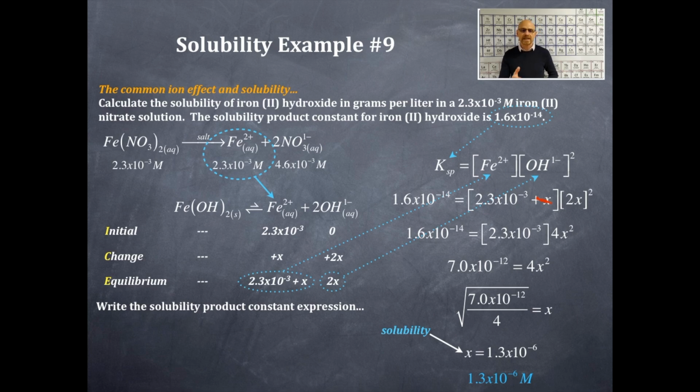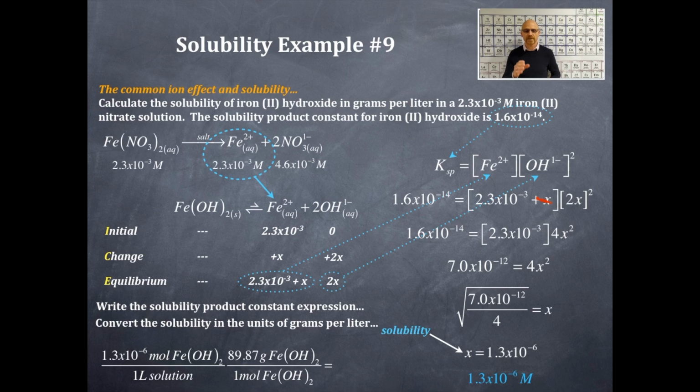Now we need to calculate the solubility in grams per liter. That's our next step, and we've done this before on previous problems. We're going to take this value for the iron hydroxide, get the molar mass for iron hydroxide, and multiply the solubility in moles per liter times the grams per mole, and the moles are going to cancel out. We'll have grams per liter. So we're going to convert this into units of grams per liter.